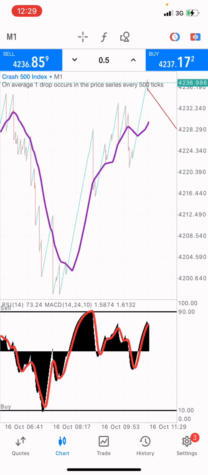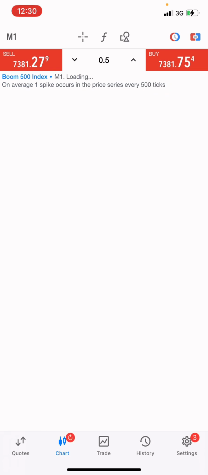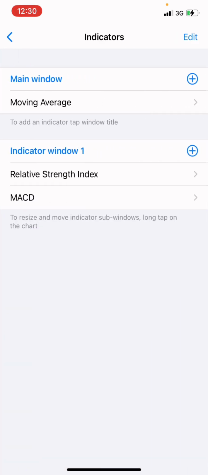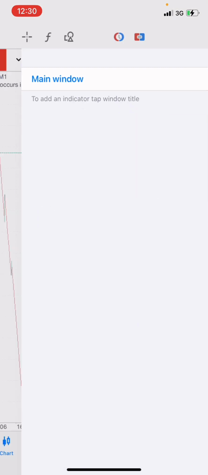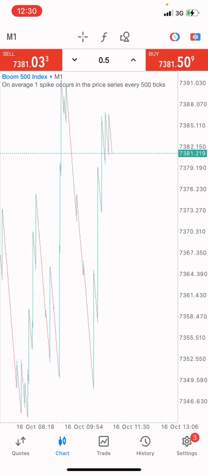Now we'll go over to the boom market, and this was for the crash market. We'll go over to the boom market. We're going to go over to the Boom 500 index right now. I'm going to take away all the indicators right here. I'm going to remove them so that I can show you guys how to do this properly, right? Okay, on the 1 minute time frame on the boom market, episode 1 on how to trade this market successfully.